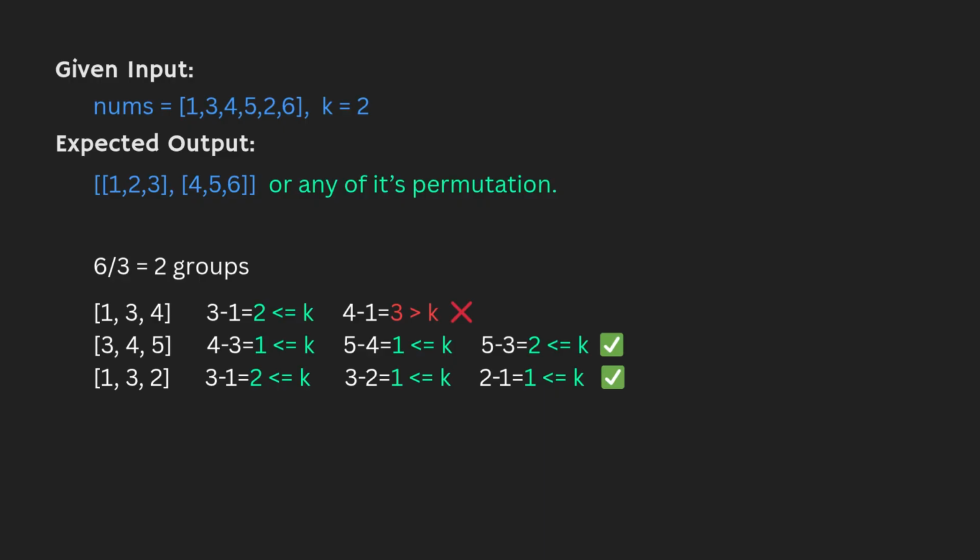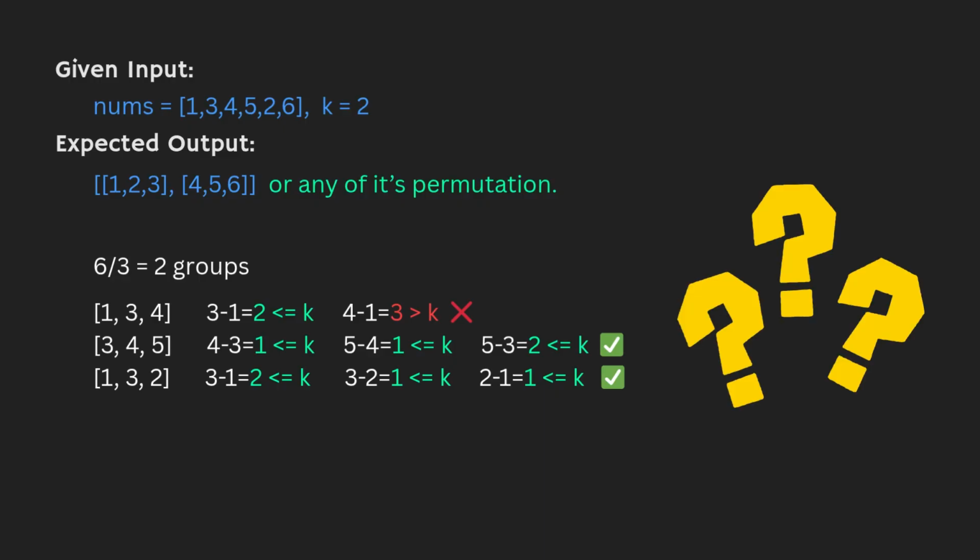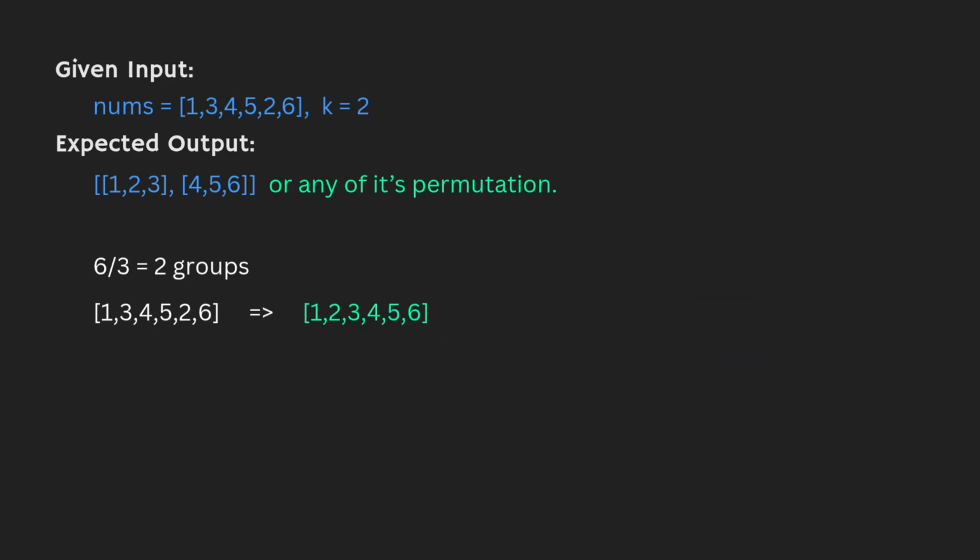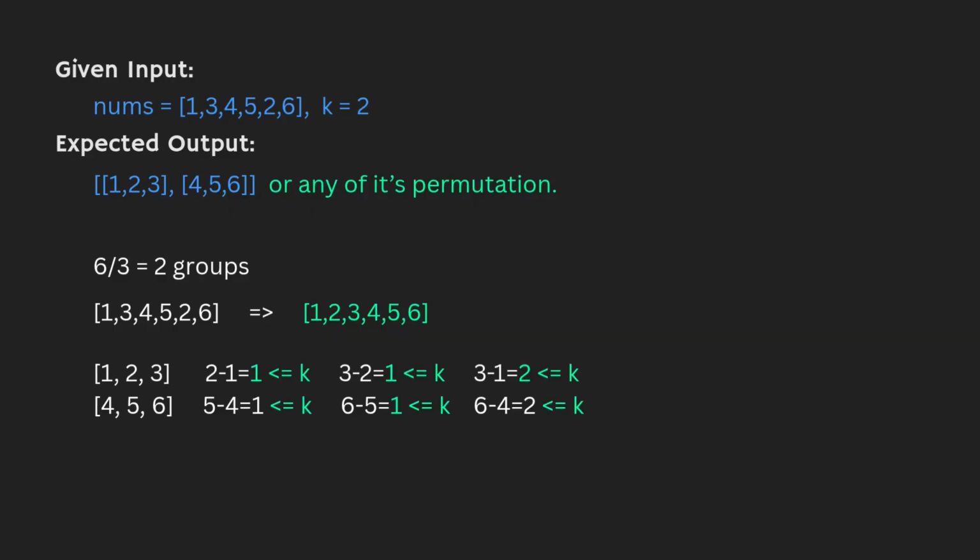So, one option is to go through all the possible ways, that is the brute force approach. But can we find a more reliable way? Let's think of it smart. And the smart idea is using sorting. If we sort the array first and then group them as 1, 2, 3 and 4, 5, 6, in both the groups the max difference is 2, which is less than or equal to k, so both are valid solutions.